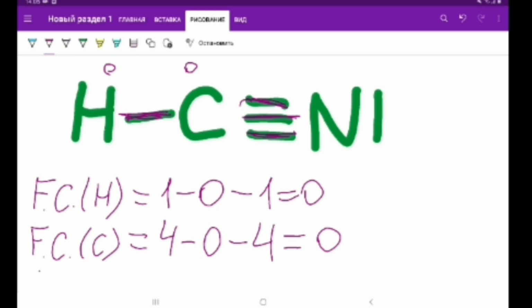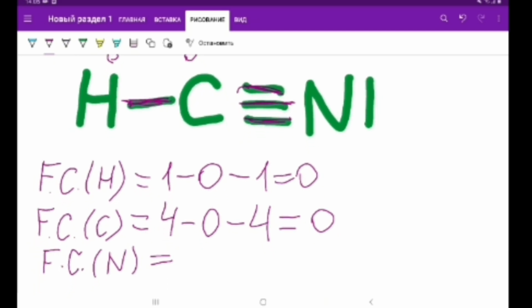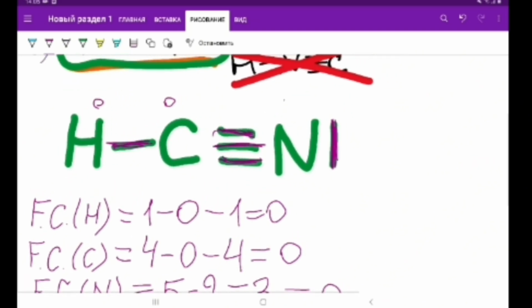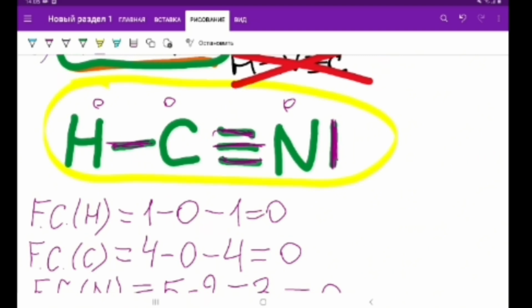And finally, we calculate formal charge for nitrogen. Number of valence electrons will be 5 minus number of free electrons. We see that there are 2 free electrons, minus 2, minus number of bondings, there are 3 bondings. It's also 0. So as we see, formal charges for all of them are 0. That's good. If formal charges are 0, it means the molecule is stable.